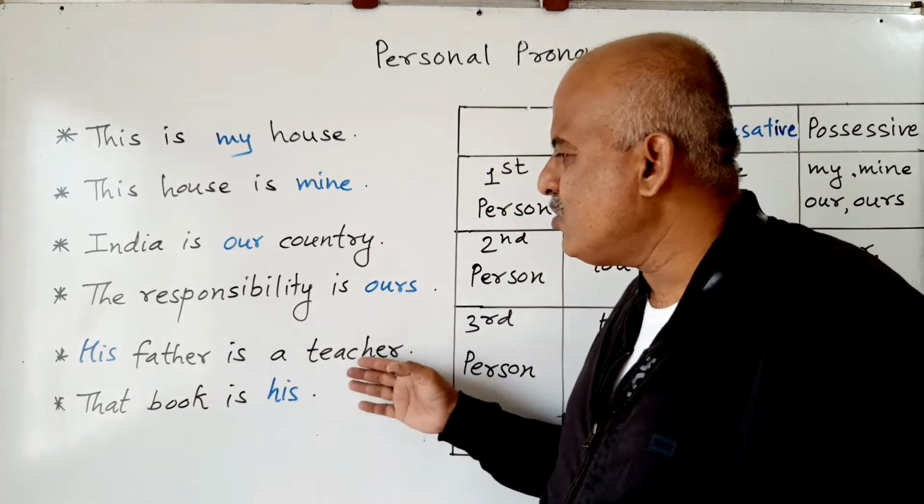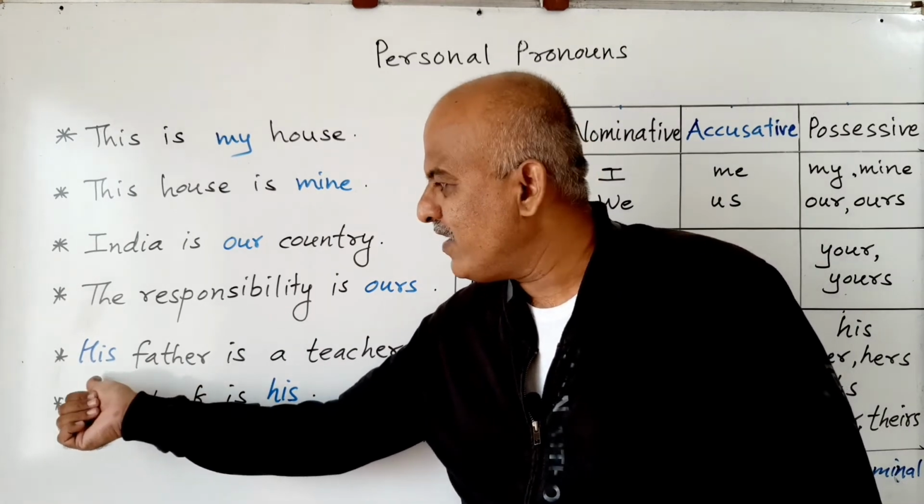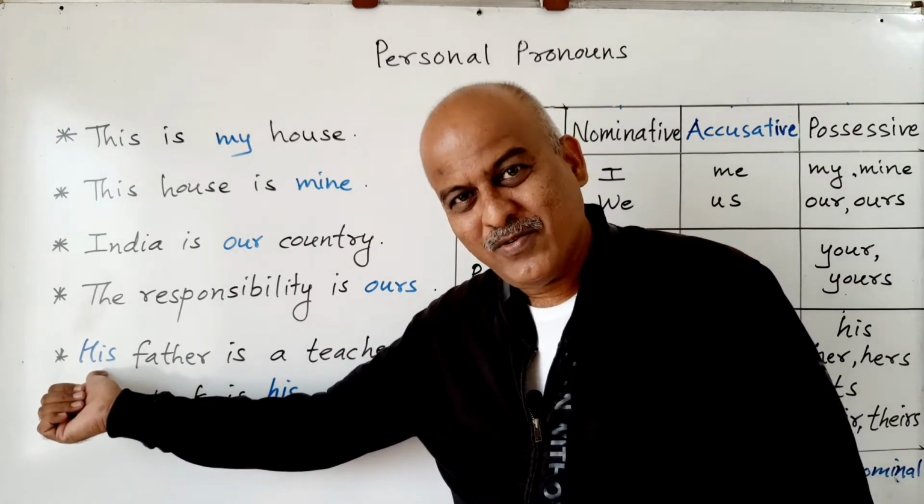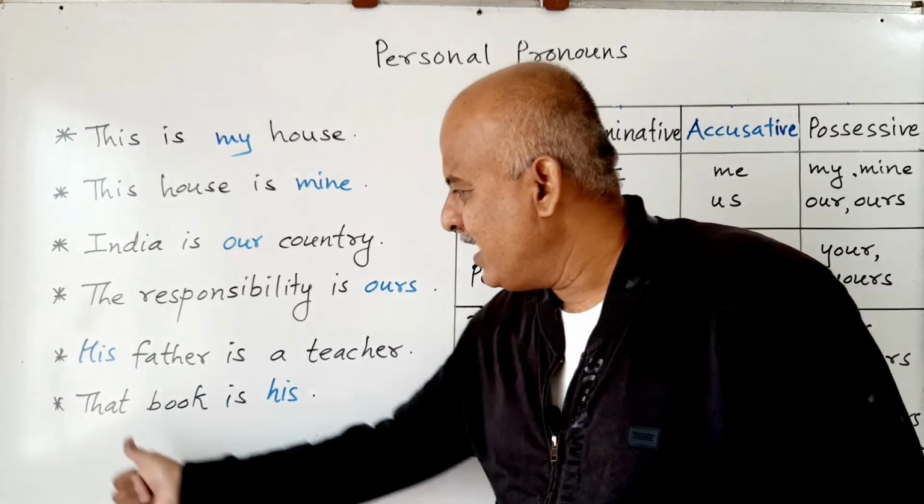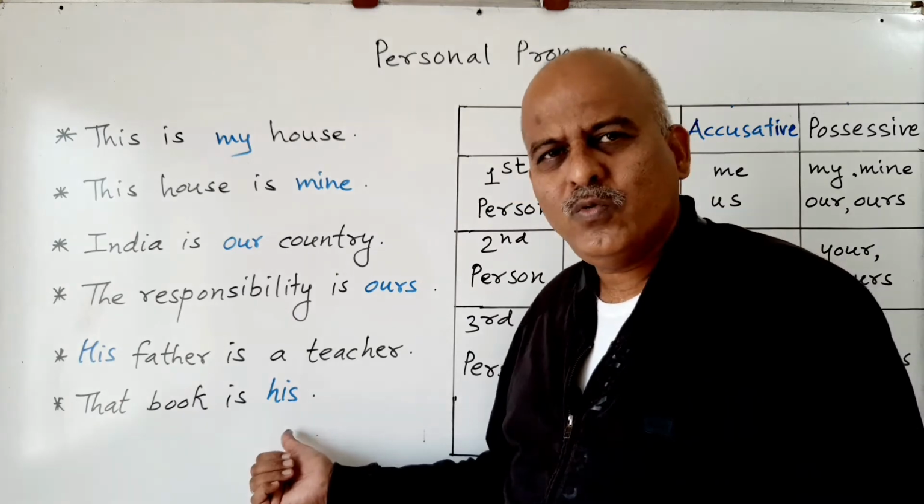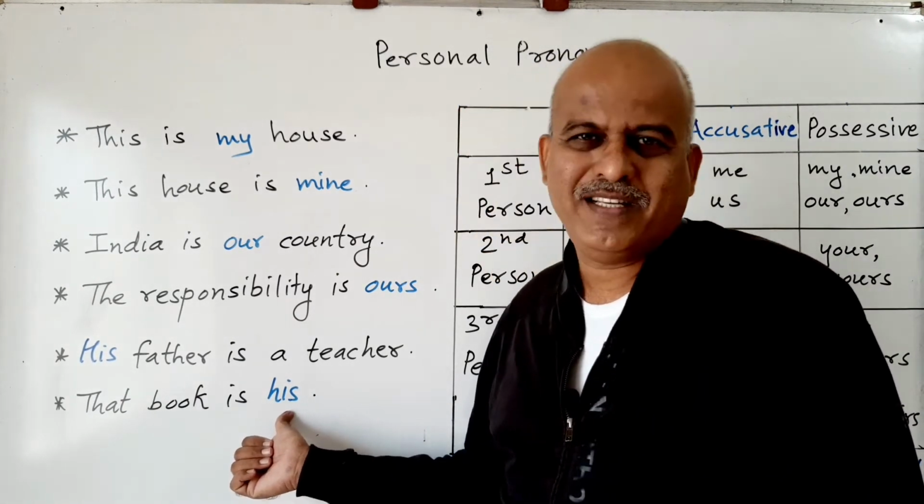His father is a teacher. Whose father? His father. His comes before father, before the noun. That's why it is possessive adjective or pronominal adjective. The book is his. Who possesses this book? He. His. That's why his is possessive pronoun.